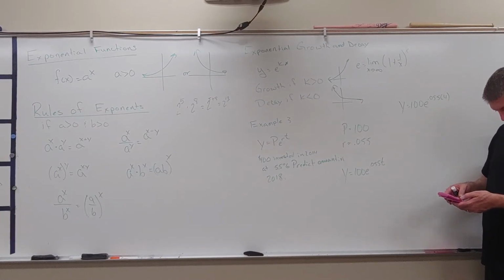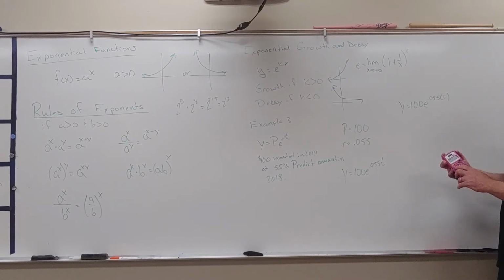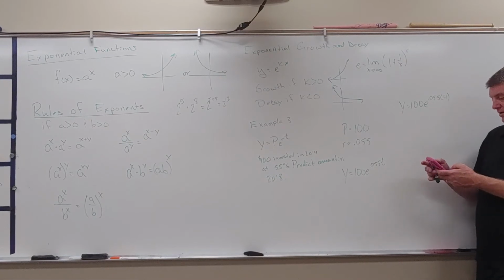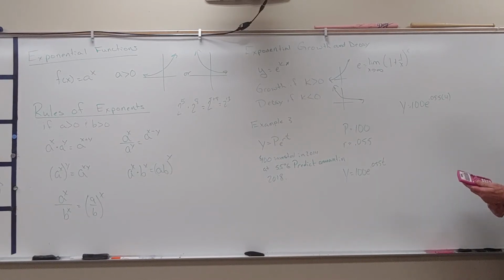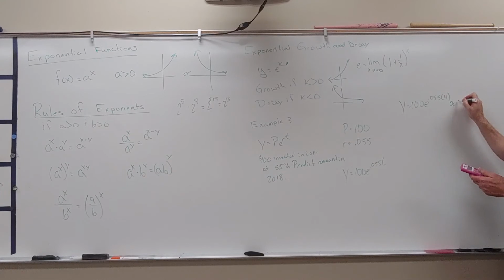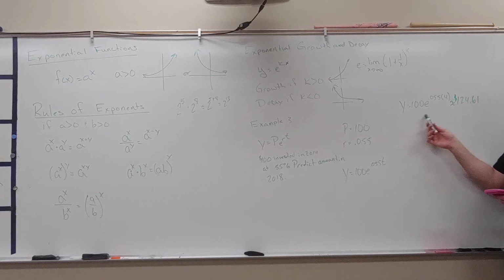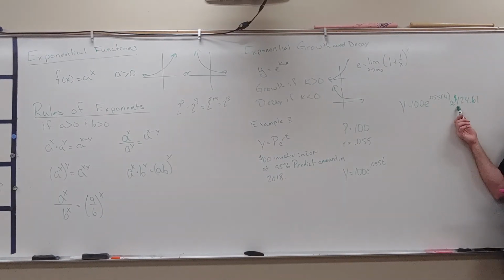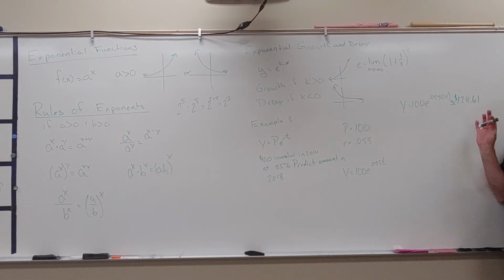e, let's see, where is it? There it is. So if you're using one of my TI-30s, it's right under the LN button, which is natural log, and it gives you the exponent, 0.055 times 4. And when I get this, it gives me approximately 124.61 rounded to the nearest cent. So after 4 years, the value in this account is going to be $124.61.